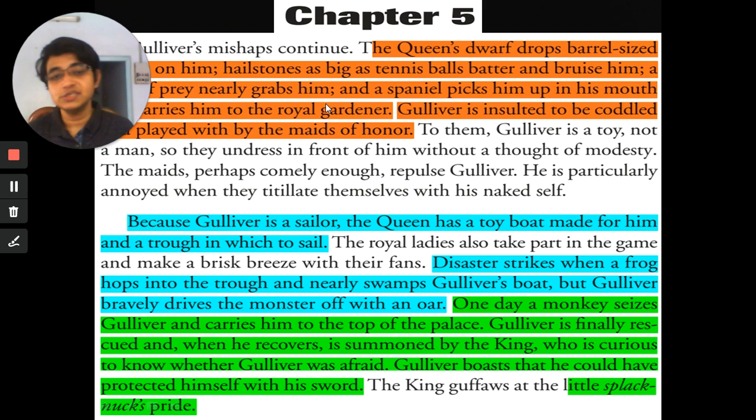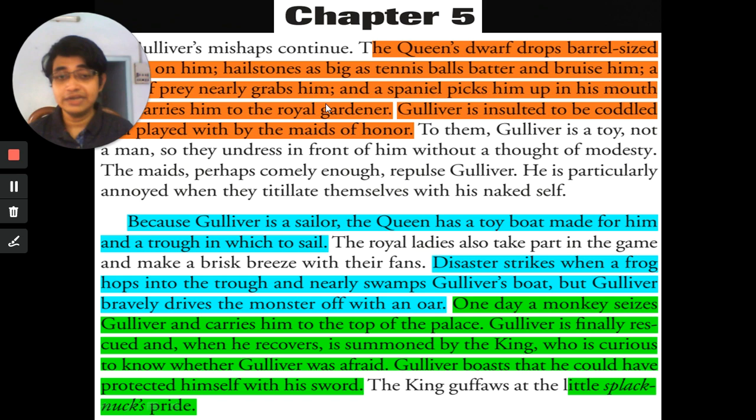So because Gulliver is a sailor, the queen has a toy boat made for him in which to sail. The royal ladies also take part in the game and make a big brisk breeze with their fans. But that breeze almost turns out to be a storm for Gulliver, and disaster strikes when a frog hops into the particular can and nearly swamps Gulliver's boat. But Gulliver bravely drives the monster off with an oar. Remember, he's a great sailor.